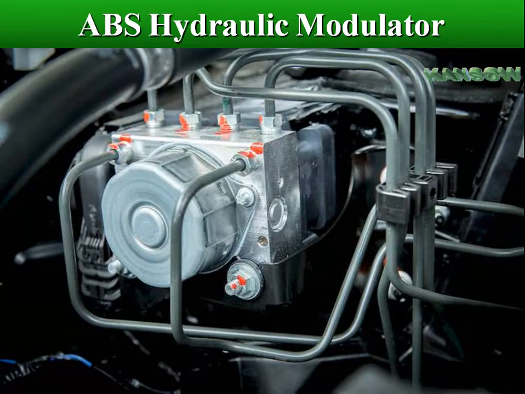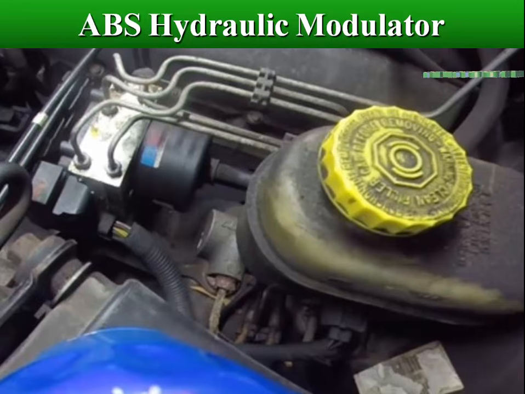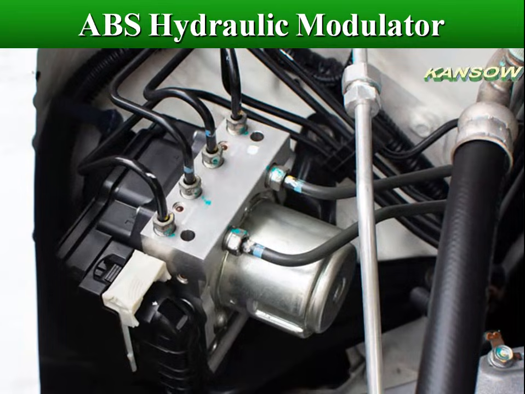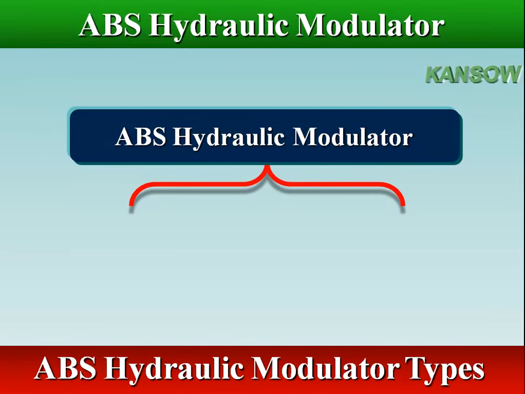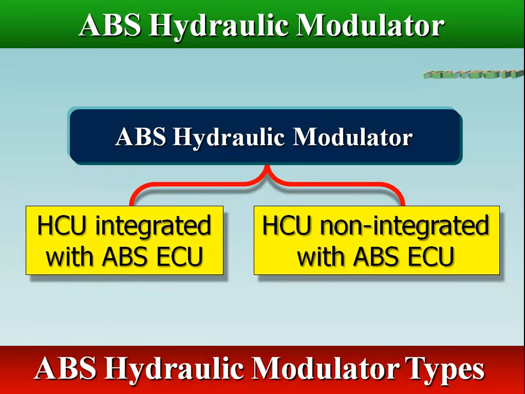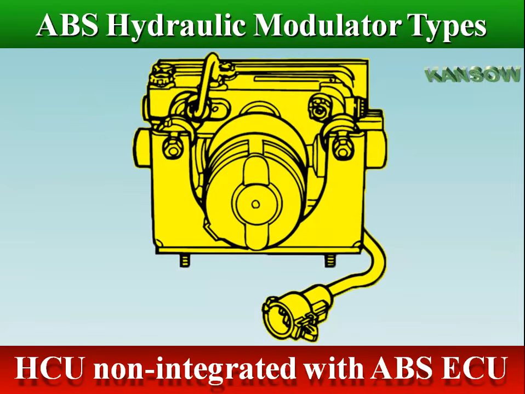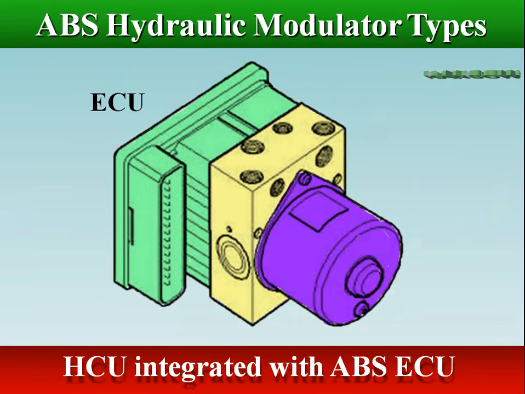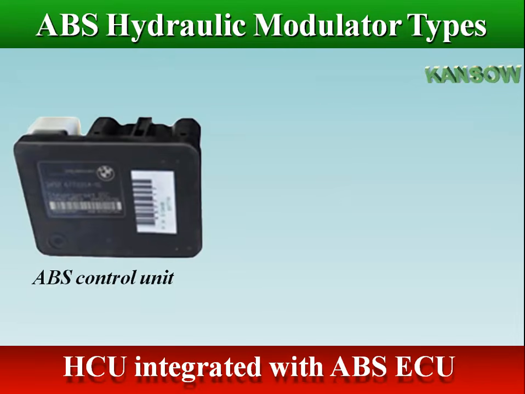Pressure modulation refers to the rapid cycling of pressure to the brake assemblies, preventing wheel lockup. The pressure modulation occurs 15 to 20 times per second. There are two types of ABS hydraulic modulator, integrated with ABS ECU, and non-integrated with ABS ECU. The pump motor, hydraulic control unit, HCU, and control module, are mounted together in one compact assembly.